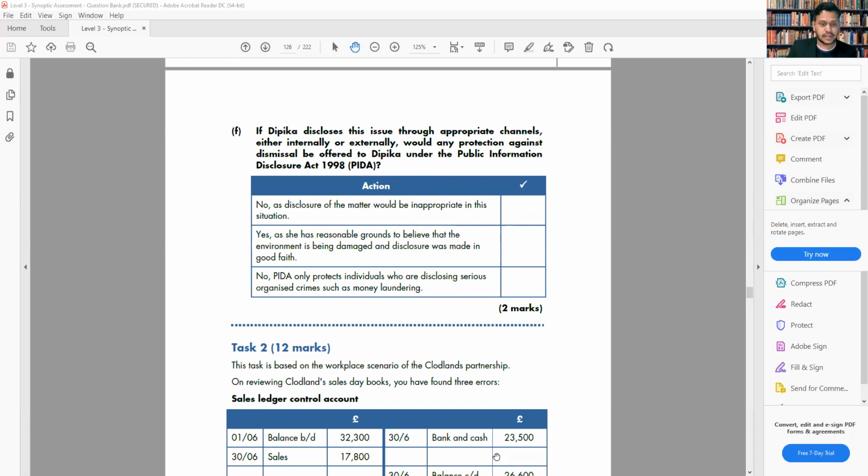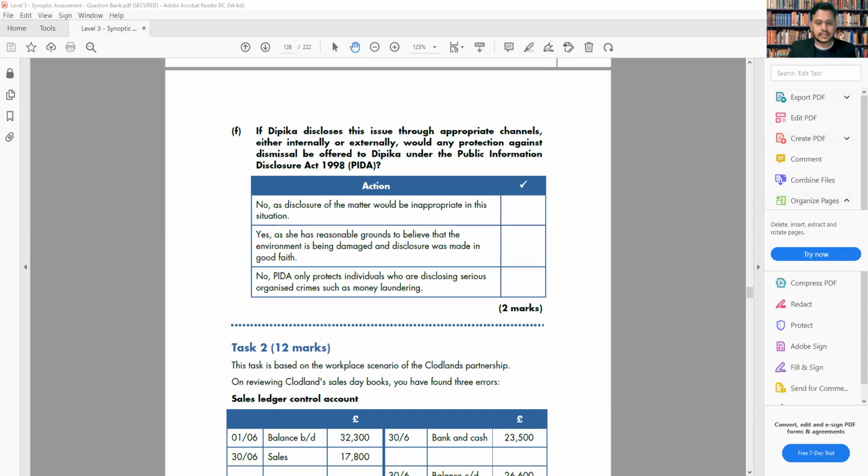The answer will be yes, because it is under the Public Information Disclosure Act 1998. So we'll say yes, as she has reasonable grounds to believe that the environment is being damaged and the disclosure was made in good faith. She doesn't have any bad intention to damage the reputation of the business, she did it in good faith. So for that reason, her job will be protected under the Public Information Disclosure Act 1998. So we go for the second one.